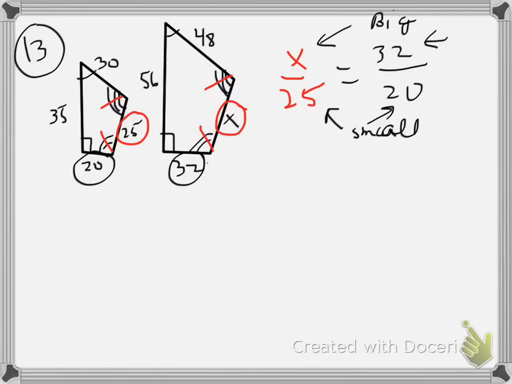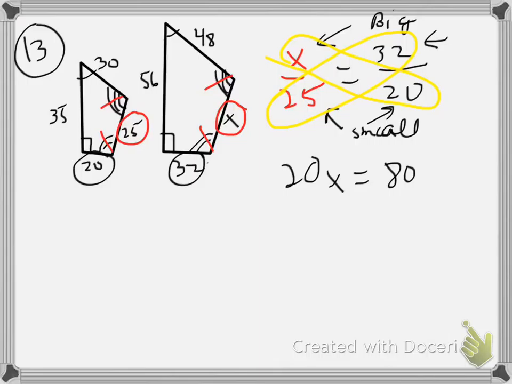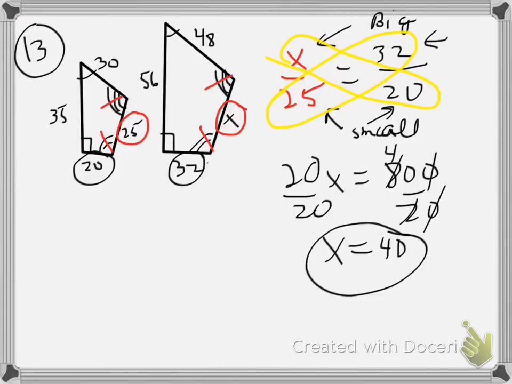Okay, so let's cross multiply this. X times 20 and 25 times 32, and it gives you 20x. I'm having a hard time here with writing. It should be a 20x, and then it's 25 times 32, which is 800. Divide by 20, divide by 20, knock off one of the zeros, and that changes that to a 4, so it looks like x equals 40. And there's your answer.